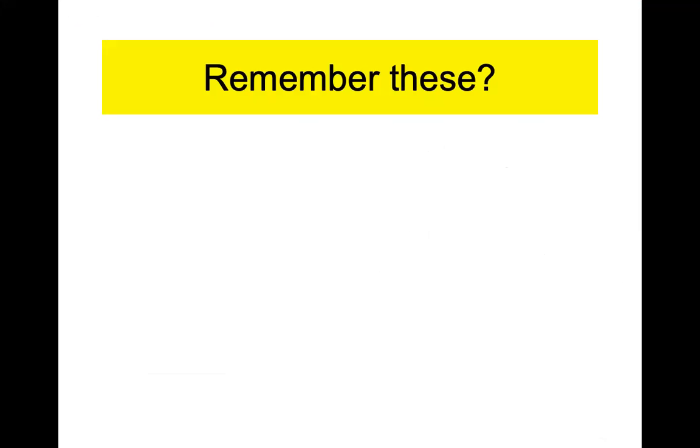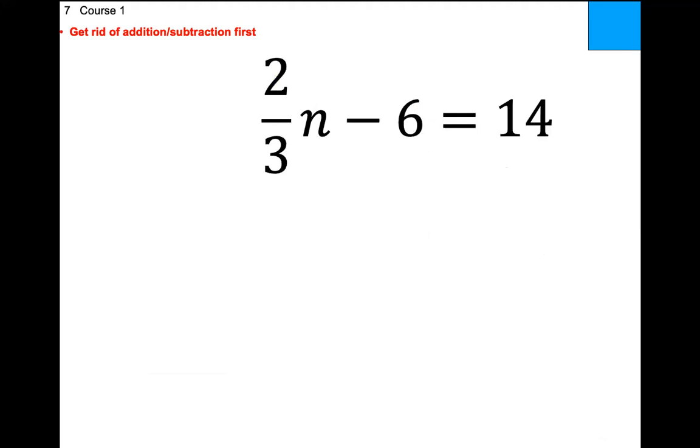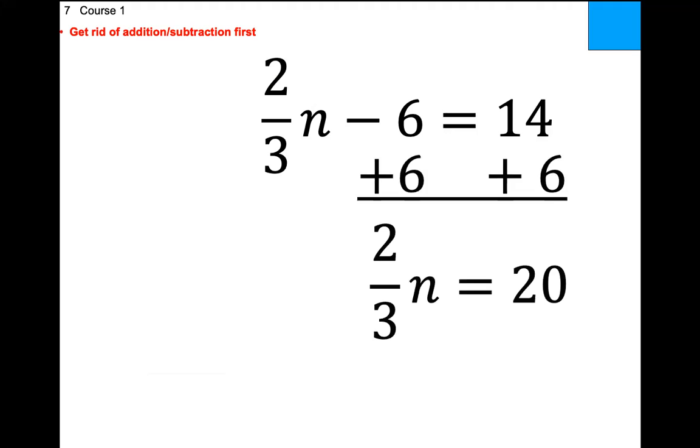Okay, so now we're going to move on to the very last thing, which is those ones like we had last night for homework. They're easy. Now absolutely 100%, you do not want to get rid of the 2/3 first. You want to know why? You'd have to multiply everything by 3 over 2 from the start. You would get really ugly fractions. So absolutely 100%, get rid of addition and subtraction first. So what are we going to do first? Add 6 to both sides. 14 and 6 is 20.